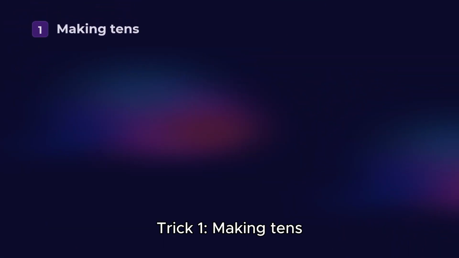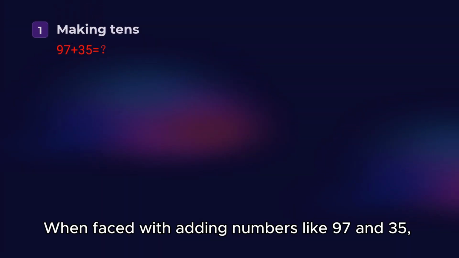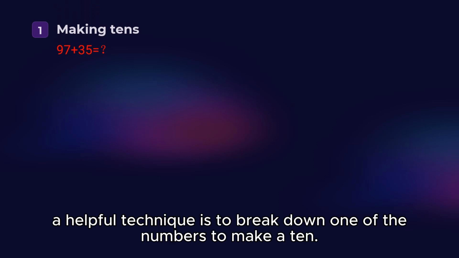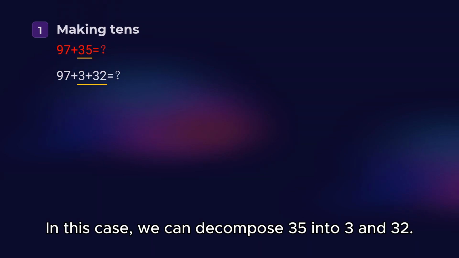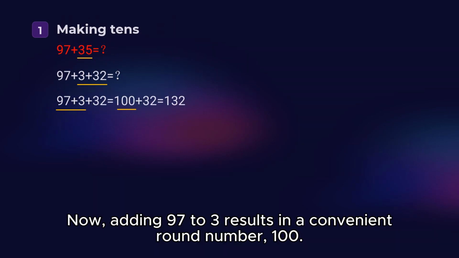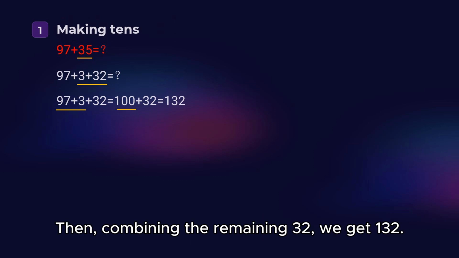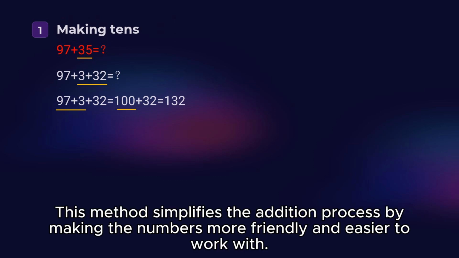Trick 1. Making tens. When faced with adding numbers like 97 and 35, a helpful technique is to break down one of the numbers to make a 10. In this case, we can decompose 35 into 3 and 32. Now, adding 97 to 3 results in a convenient round number, 100. Then, combining the remaining 32, we get 132. This method simplifies the addition process by making the numbers more friendly and easier to work with.